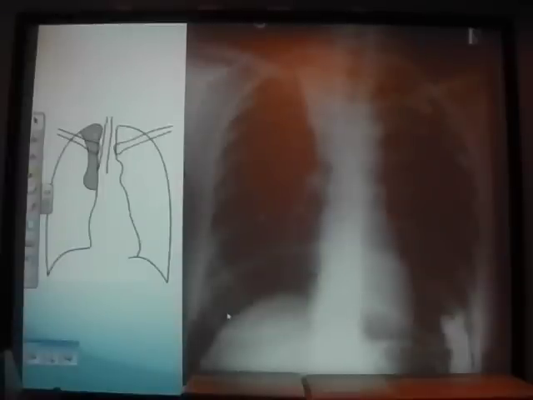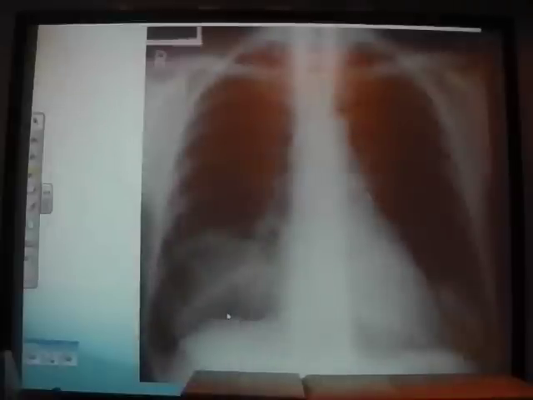Okay. What about this one? What is that? Anyway, look back. What's going on here? Paratracheal nodes on the right hand side. Yeah, he does have that. That's probably causing this. So this patient's got a right upper lobe collapse. That's okay.